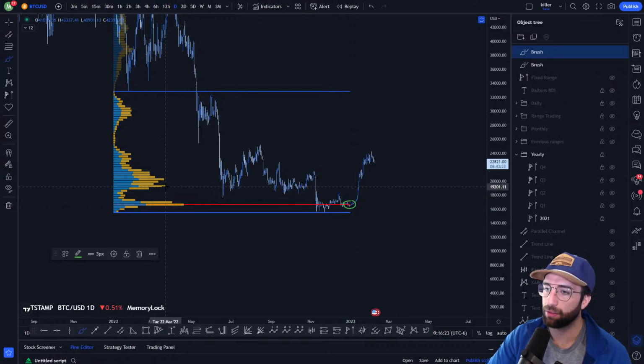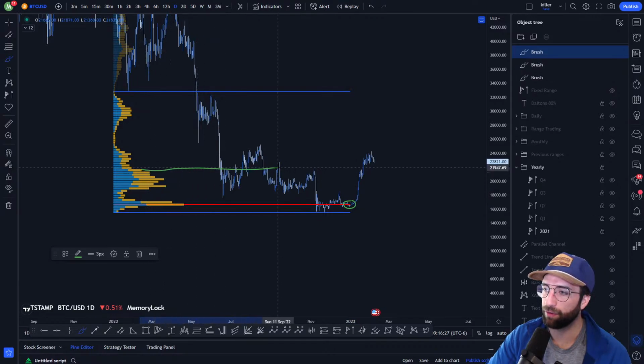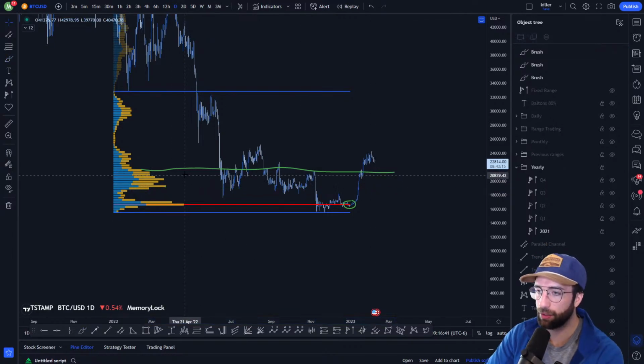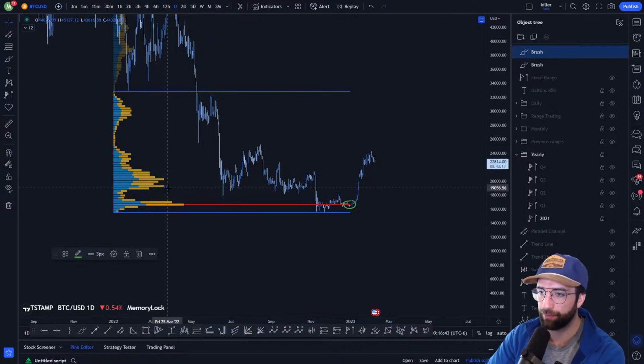And here we can see that there's a pretty nice volume shelf. It kind of extends from here to here. So we know that this area could act as support. We broke above through it. Now, if we were to come back and backtest, we could probably expect some degree of support in this zone.